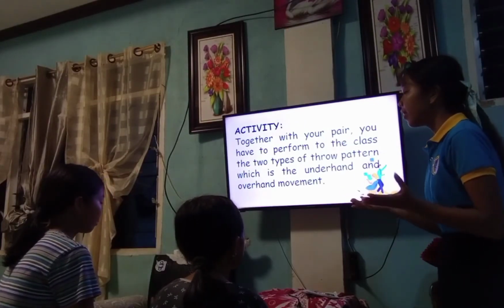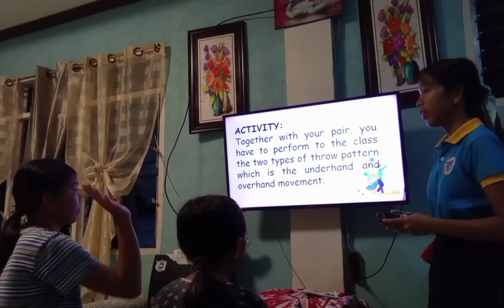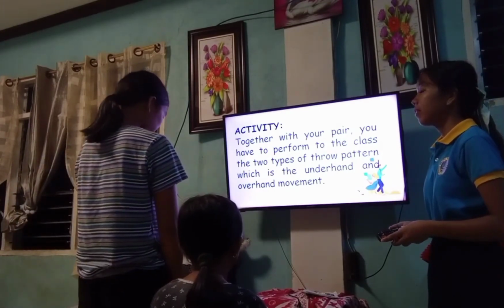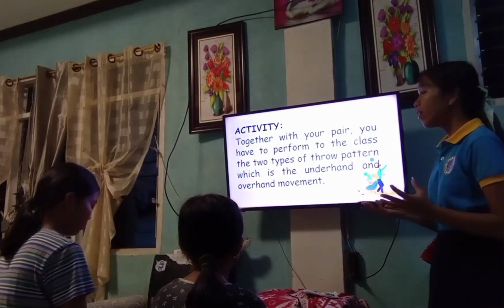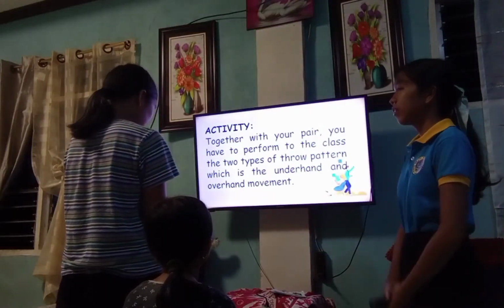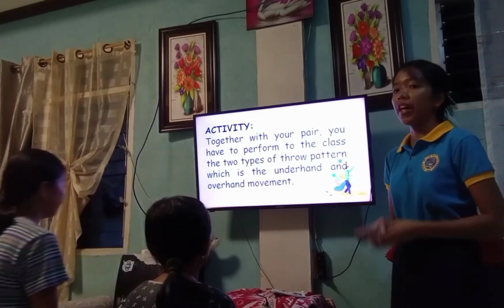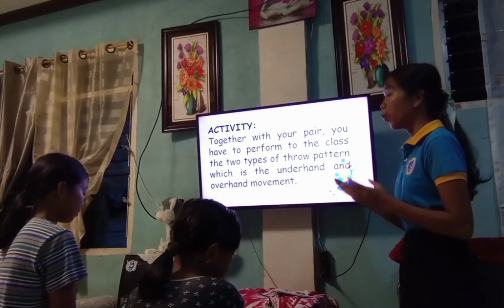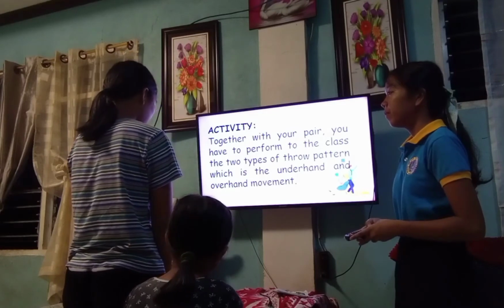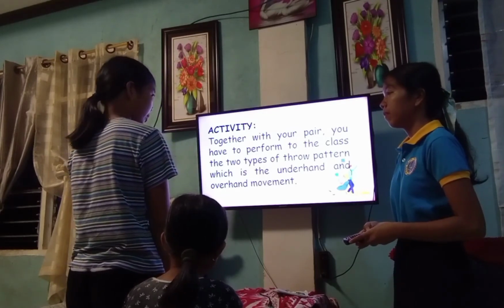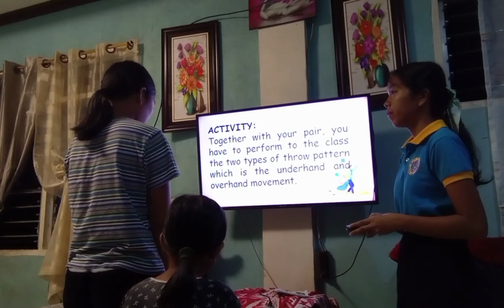Based on our discussion, since you all understand our lesson today, who can describe what is underhand movement? Yes, Maya Daisy. Underhand movement is performed with the hand below the elbow. Okay, that's right. How about overhand movement? Overhand movement is a single-handed throw where the object is thrown from above the shoulders. Okay, that's right. So, what is the difference between underhand and overhand movement? Yes, Maria. Underhand movement is performed with the arm below the level of the shoulders, while overhand movement is a single-handed throw where the object is thrown from above the shoulders.